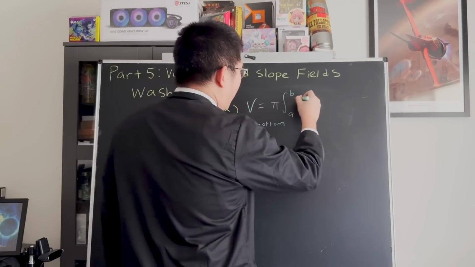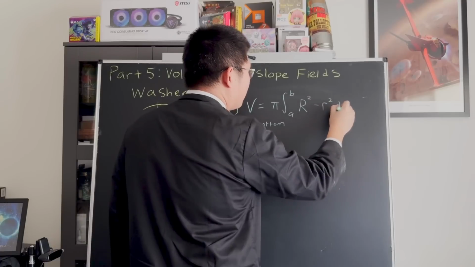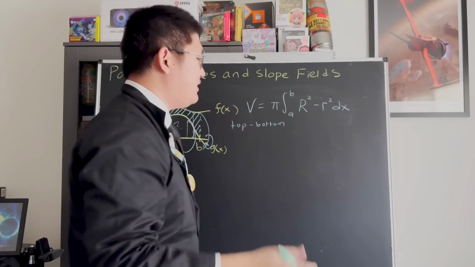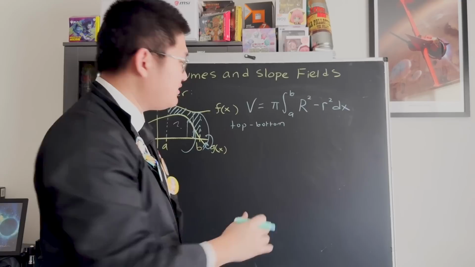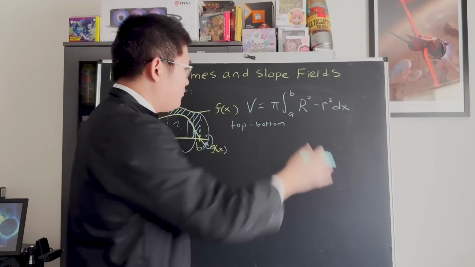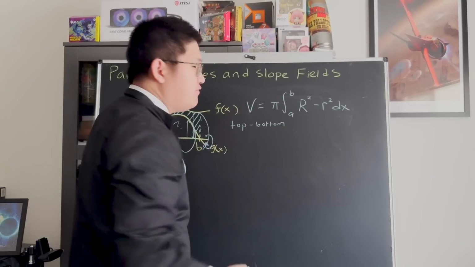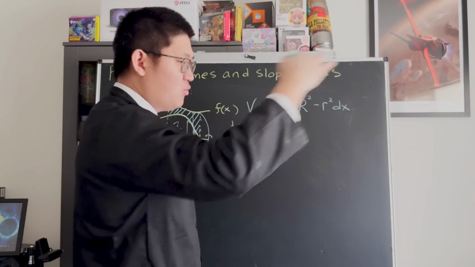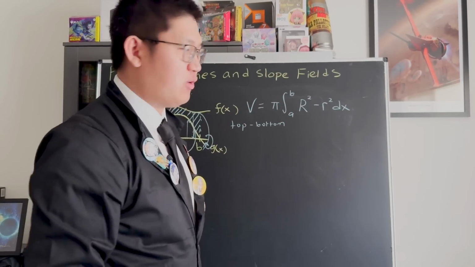In that case, I like to describe it as big R squared minus little r squared dx. What does that mean? Again, when we think about it in the sense of circles that are spinning around this entire axis, the bigger r is the larger radius, which then we take out the little radius. Remember that we're squaring them individually because you think of it as taking one area away from the other, and then we integrate it across our limits.